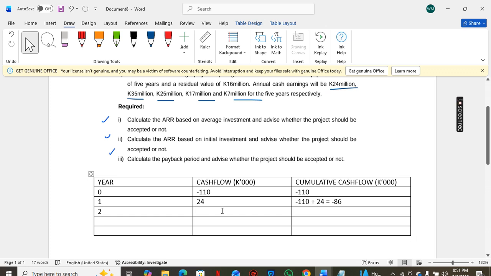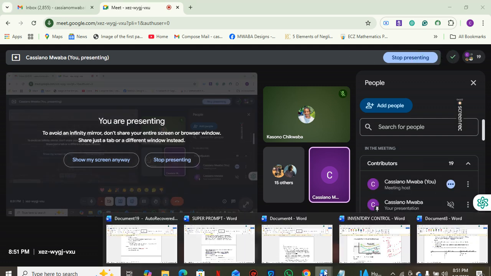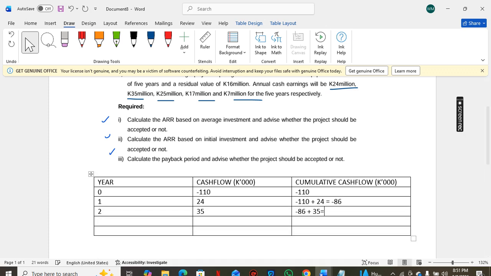Okay. Year 2, you're getting 35 million. So I'm going to say negative 86 plus 35. What do we get? Negative 51. Okay. So 51 million is remaining to be recouped. Year 3, 25 million.